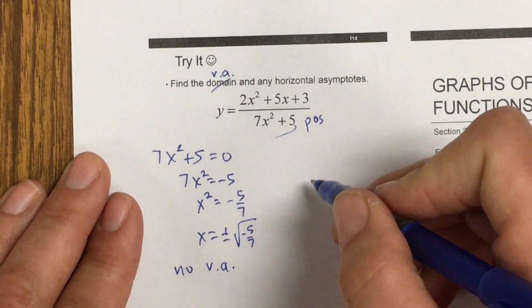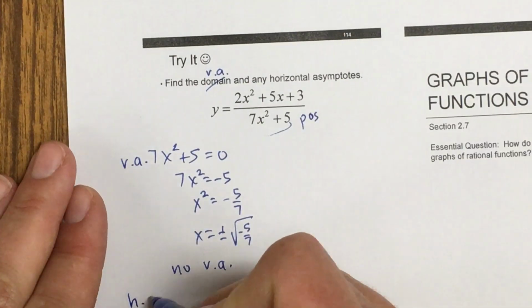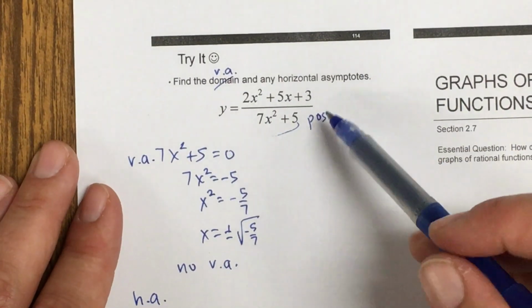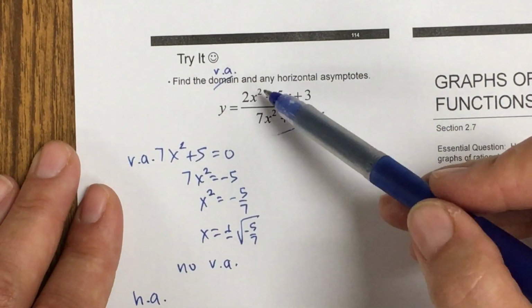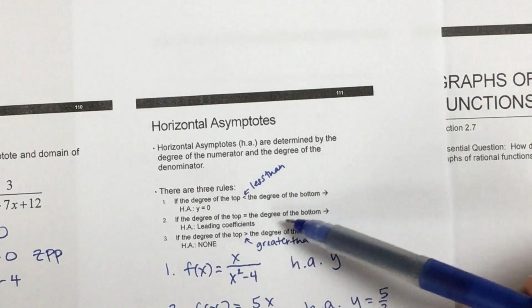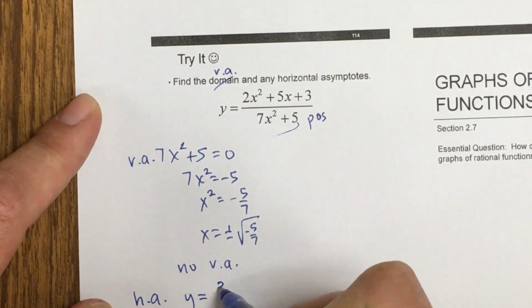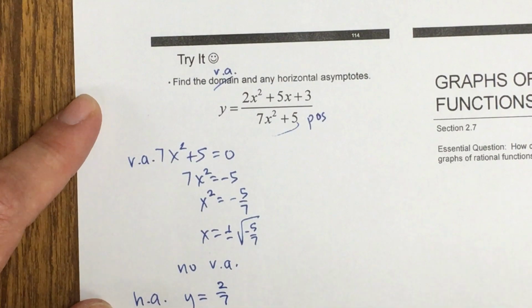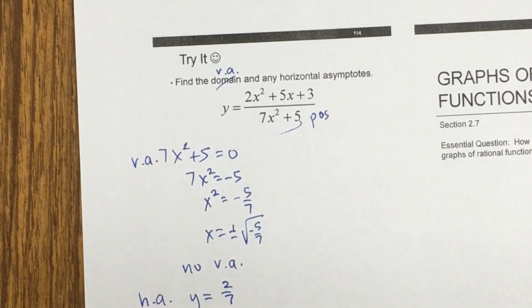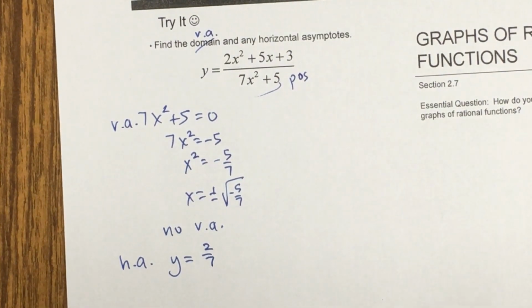And then now I've got to find my horizontal asymptote. Sorry, I have to be consistent in my labeling or it bothers me. Horizontal asymptote is going to be numerator, denominator. Wait, what did it say over here? Let's see. If the degree on the top is equal to the degree on the bottom, then it's just your leading coefficients. So my leading coefficients are a 2 and a 7. So y is going to equal 2/7. So that is my horizontal asymptote. That just gave us 3 chances to practice finding vertical and horizontal asymptotes.